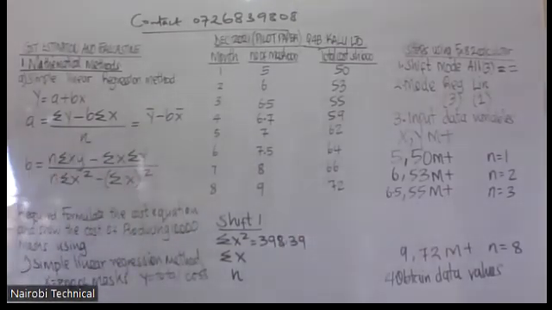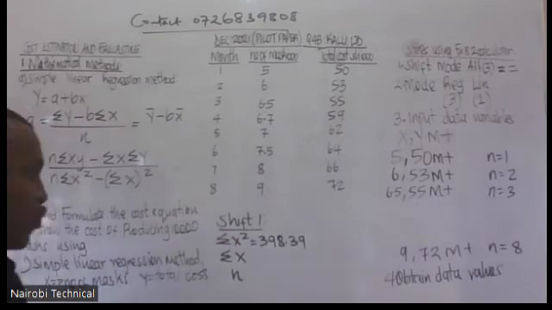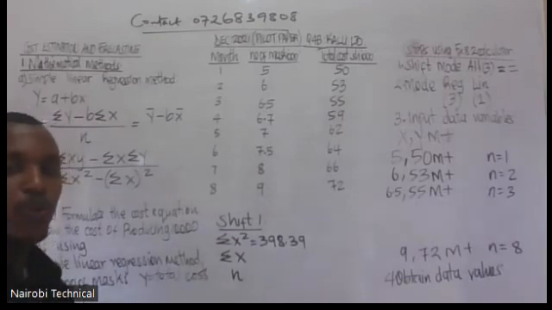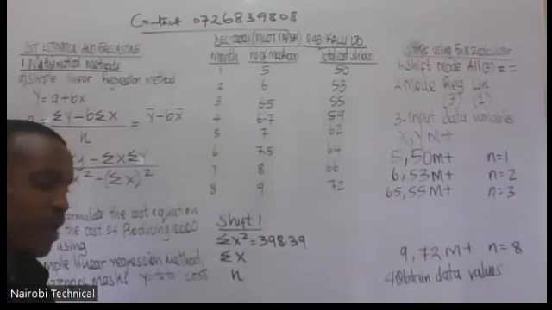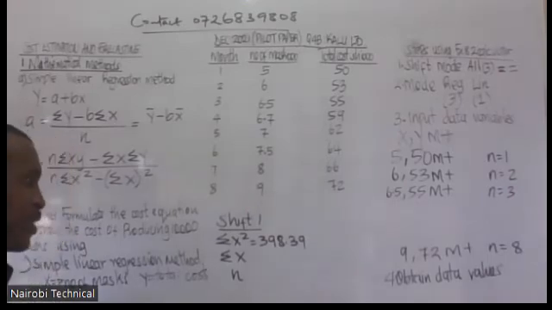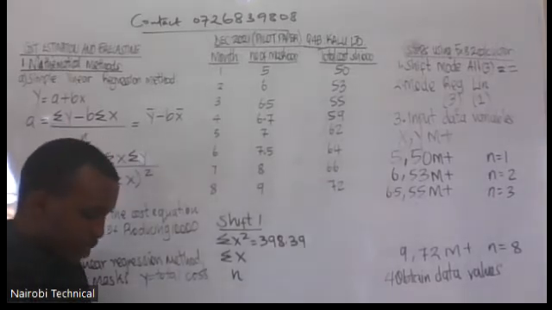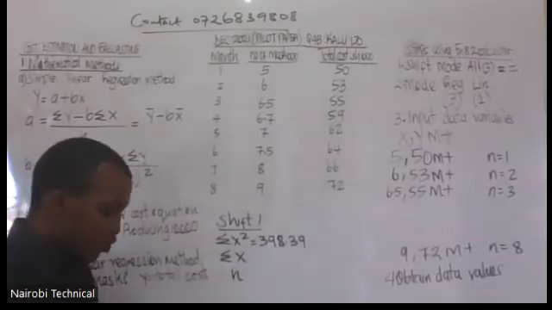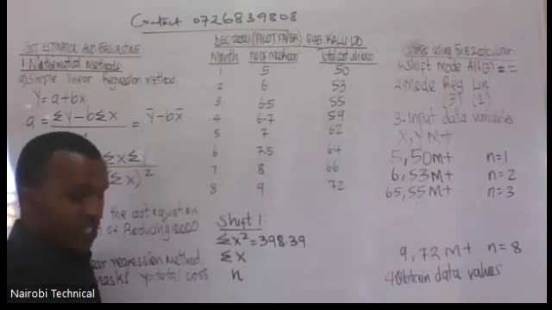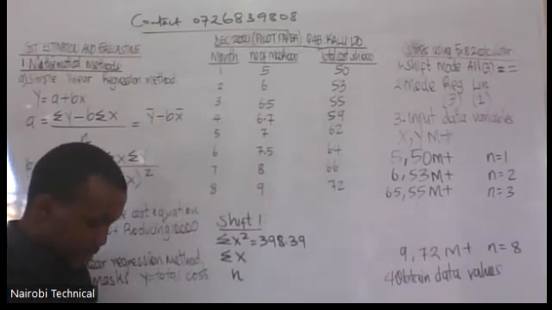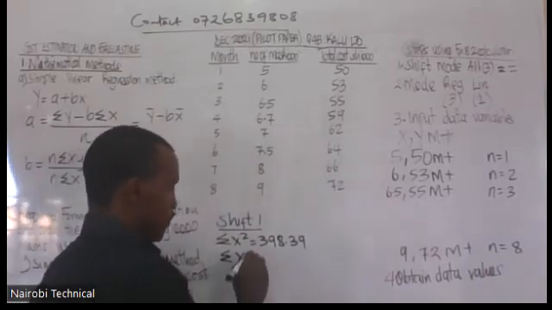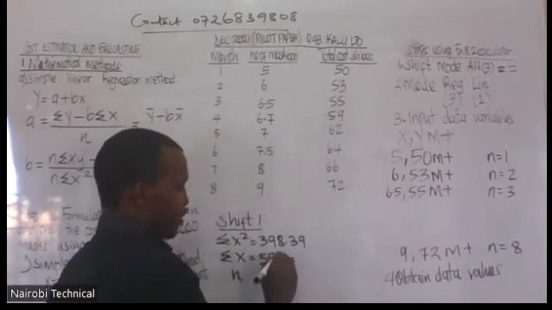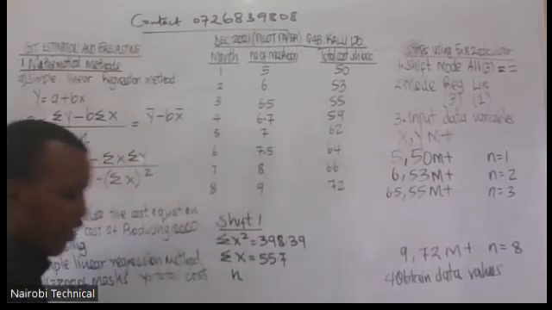So remember, you're pressing shift 1. Then if you want the summation of x squared, you press the number below that, then you press equals. Again, let's go back by pressing shift 1. To get the summation of x, we press 2, which is the number below the summation of x, then equals, which is 55.7.